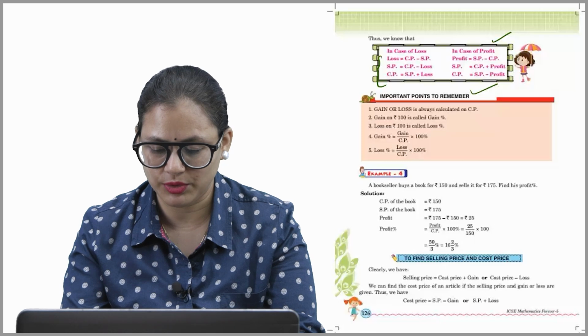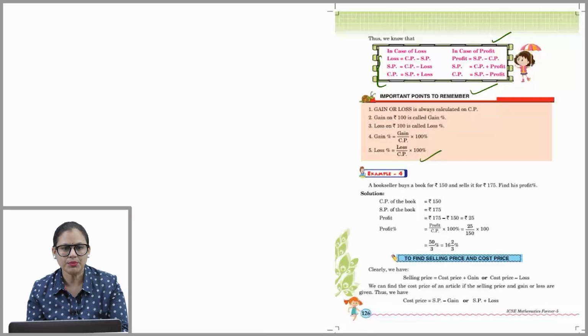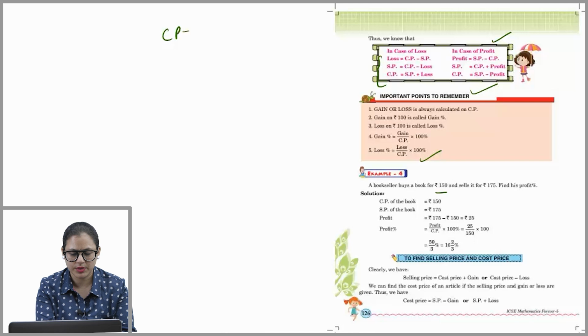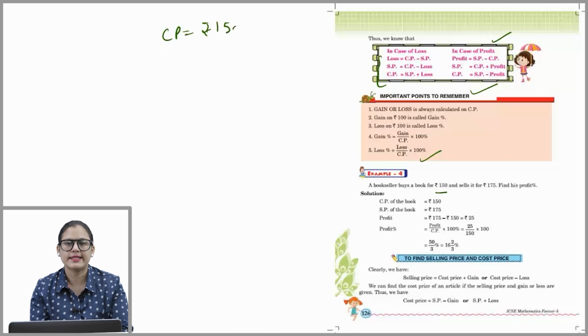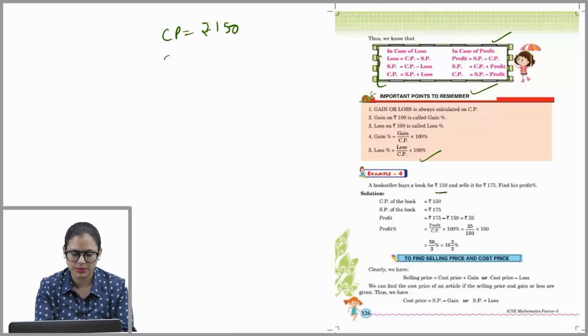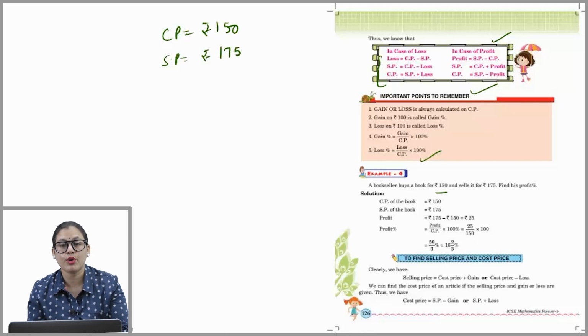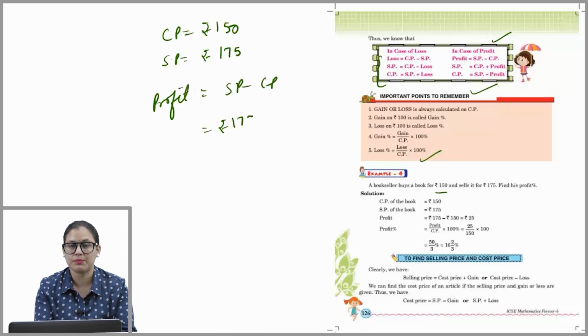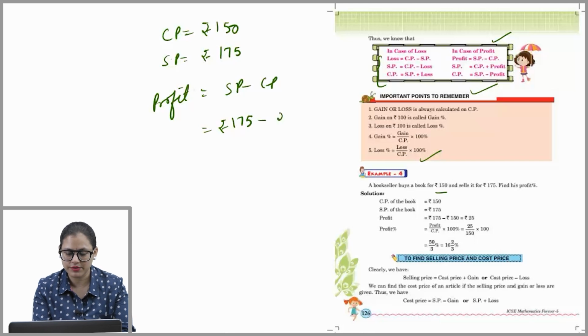Example 4. A shopkeeper buys a book for rupees 150, that means CP is rupees 150, and sells it for rupees 175, that means SP is rupees 175. We have to find his profit percent. First, we will find the profit. Profit is SP minus CP. SP is rupees 175 and CP is rupees 150. So the answer is 25. It means he made a profit of rupees 25.